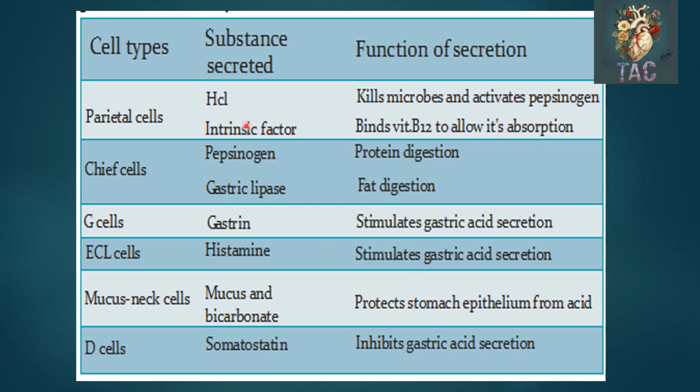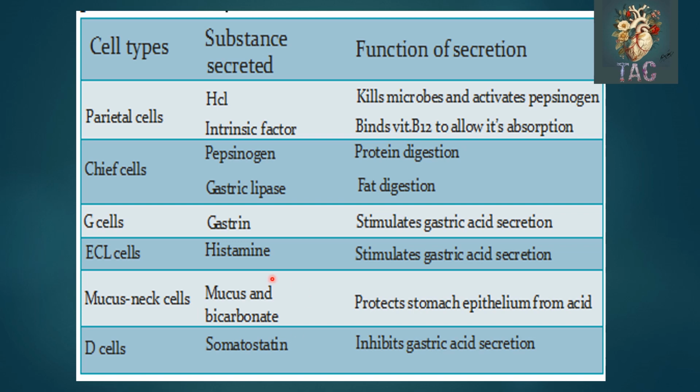So different types of cells, and you should memorize this table from your MCQ point of view. The parietal cells secrete HCl and intrinsic factor. Function is to kill microbes, activate the pepsinogens, and absorb vitamin B12. Intrinsic factor binds to vitamin B12 to allow its absorption. Then chief cells secrete pepsinogen for protein digestion and gastric lipases for fat digestion. Then G cells secrete gastrin, which stimulates gastric acid secretion. ECL cells secrete histamine, which stimulates gastric acid secretion.